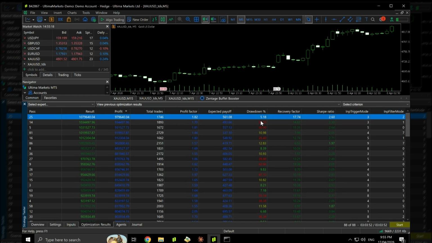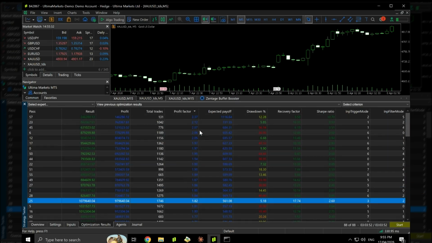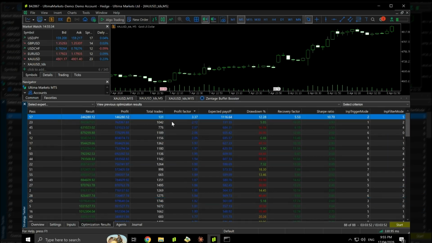And remember this one? The pass number is 25. So for now, pass 25 becomes my first candidate. All right, next, let's analyze the profit factor column. Let's find the strategy with the highest profit factor. Here we go, 3.37. Now that is extremely high.